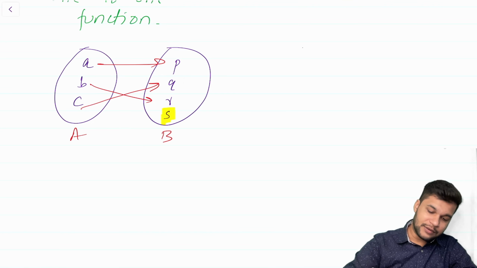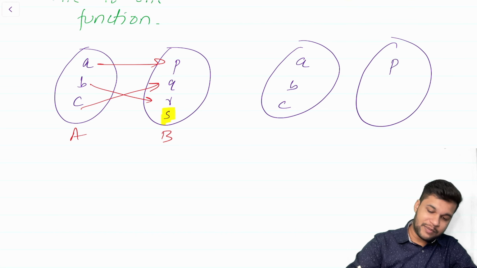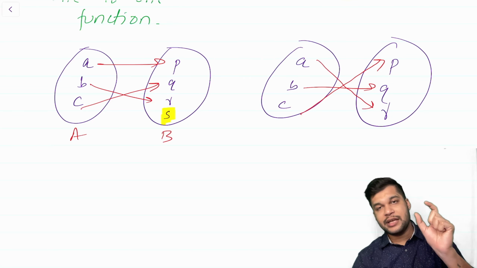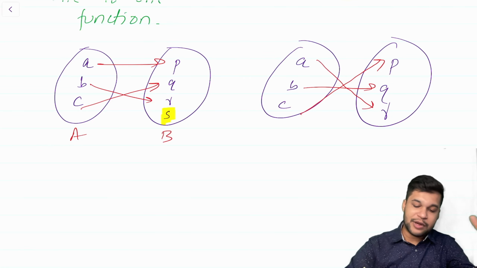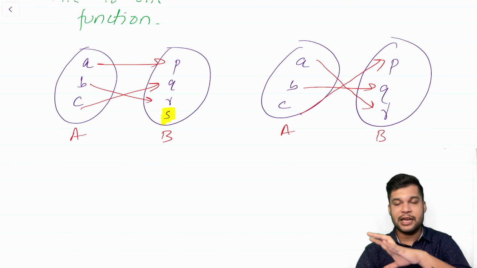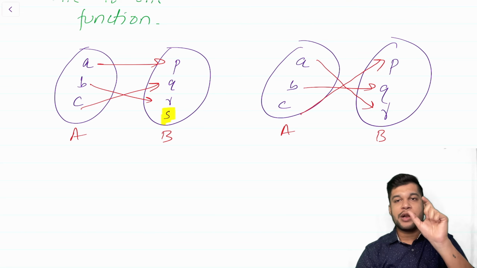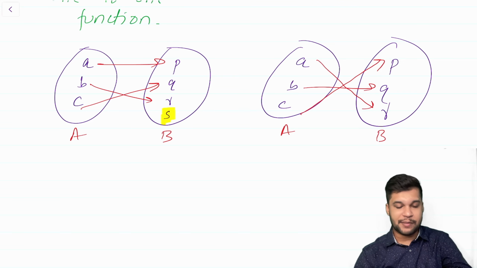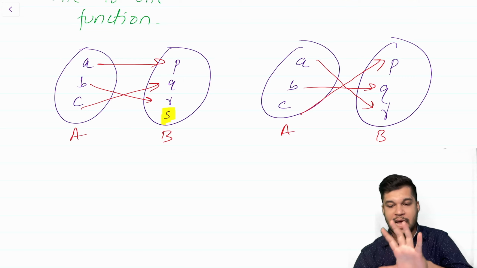And if you observe another example of A, B, and C, and you have P, Q, and R, where the mapping is something like this. Now, every element of set B is mapped with some element of set A. So we call it an onto function, because everything is mapped. Okay. So I hope you understood this.